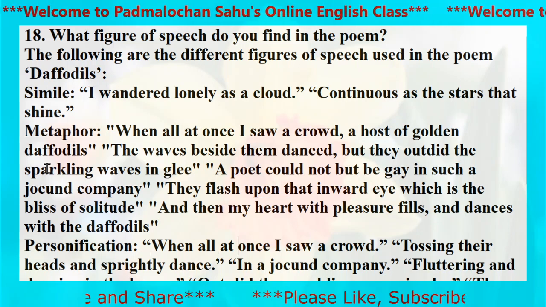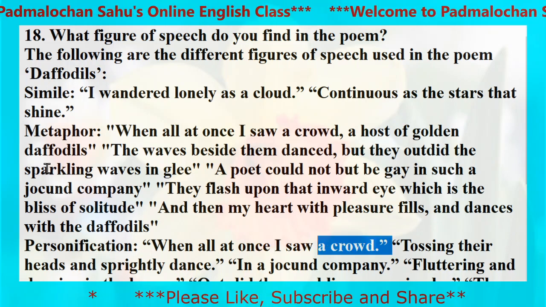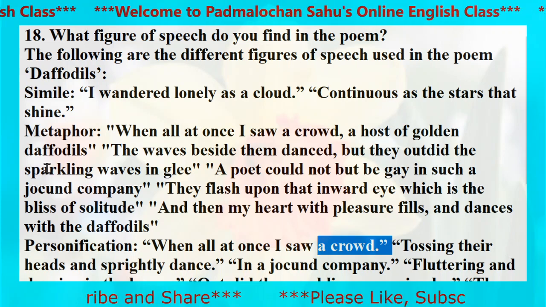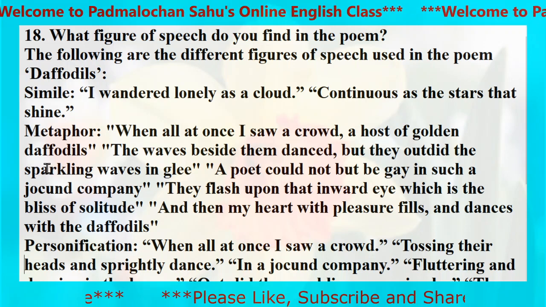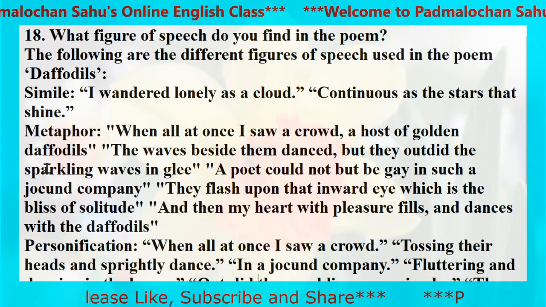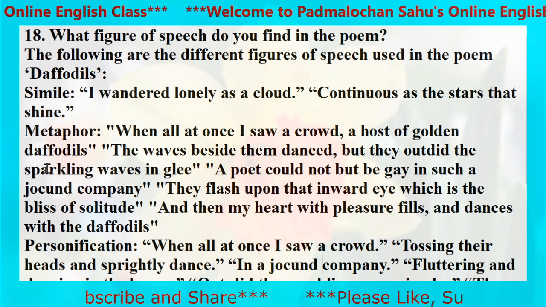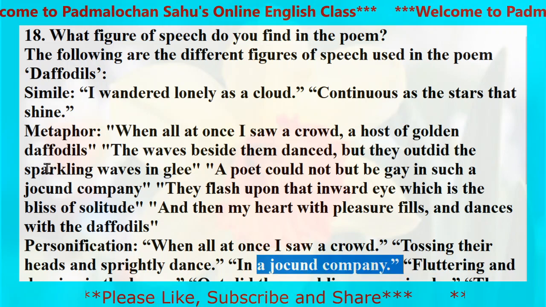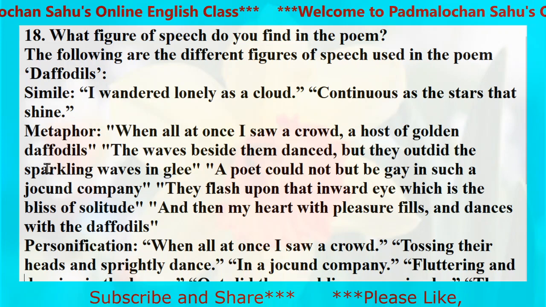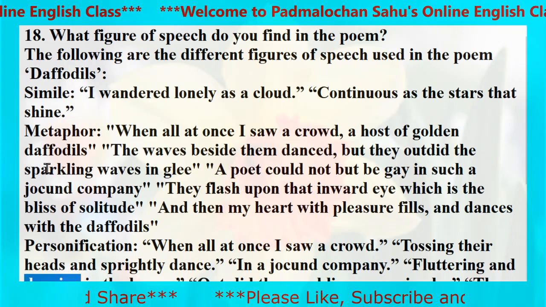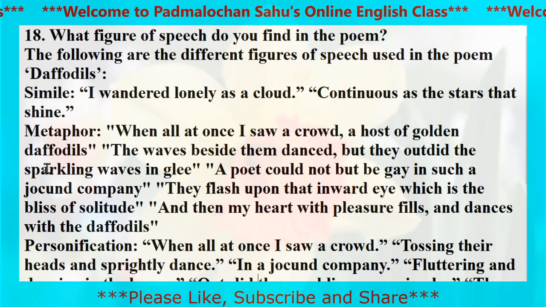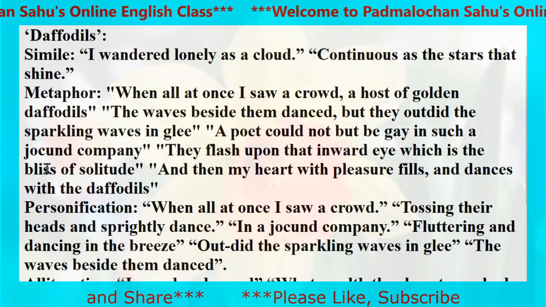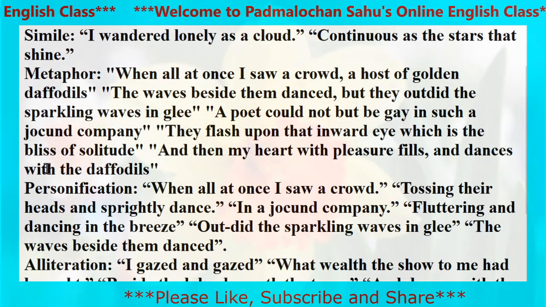Personification: all at once I saw a crowd. A crowd is a group of people, but the daffodils are compared to a crowd, tossing their heads in sprightly dance. Again, the daffodils are compared to people. In a jocund company, again, the daffodils are compared with persons, fluttering and dancing, dancers. Outdid the sun. So in this way, many alliterations are also used.